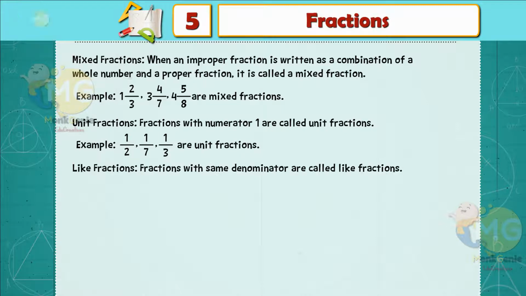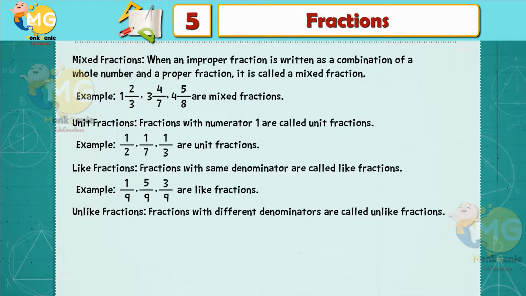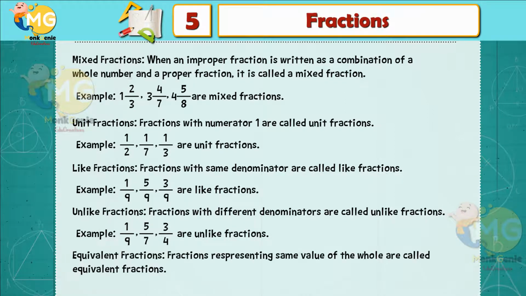Like fractions. Fractions with same denominator are called like fractions. Example: 1/9, 5/9, 3/9 are like fractions. Unlike fractions. Fractions with different denominators are called unlike fractions. Example: 1/9, 5/7, 3/4 are unlike fractions.